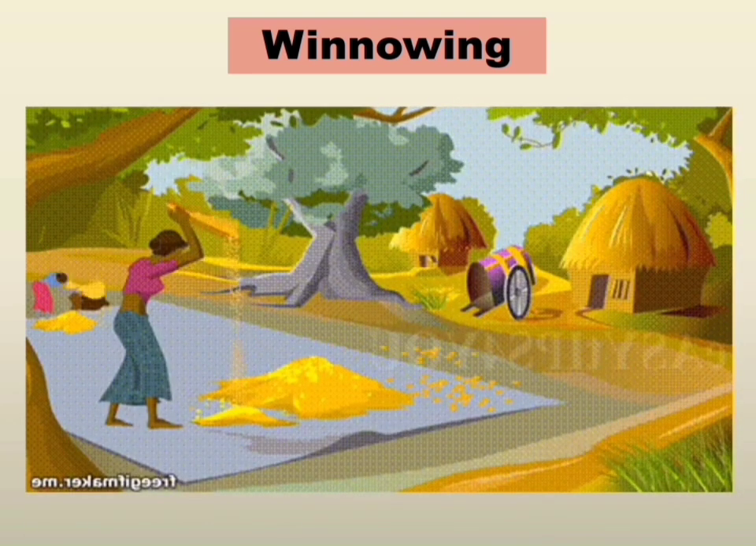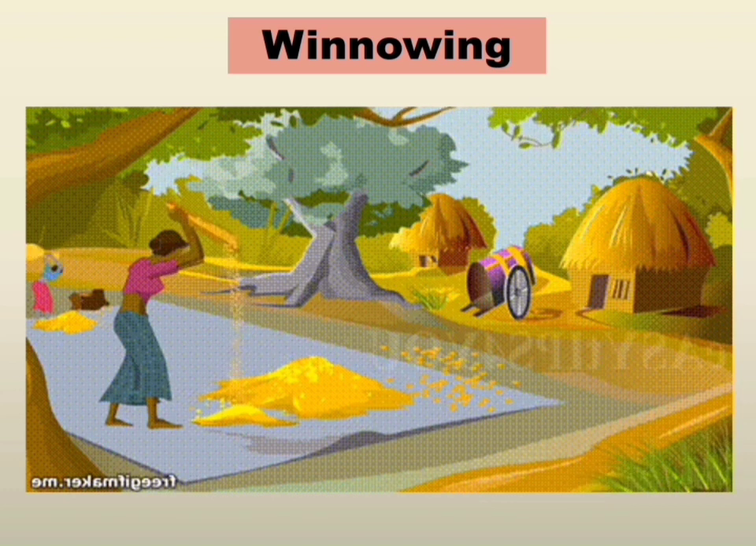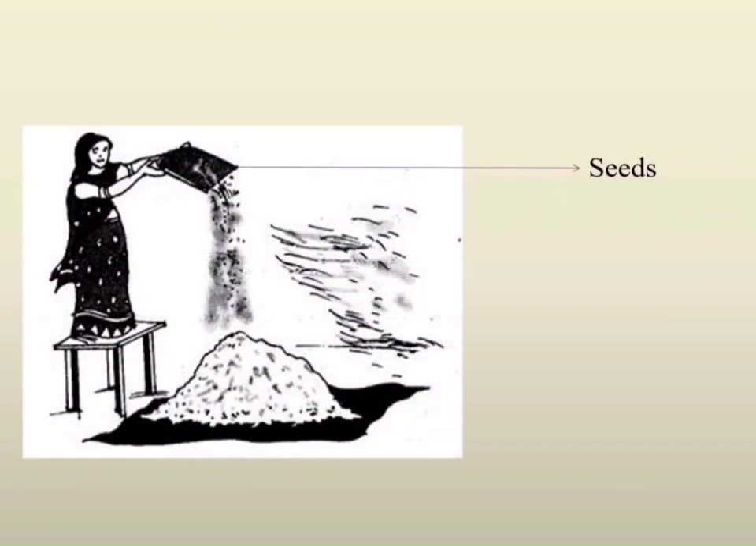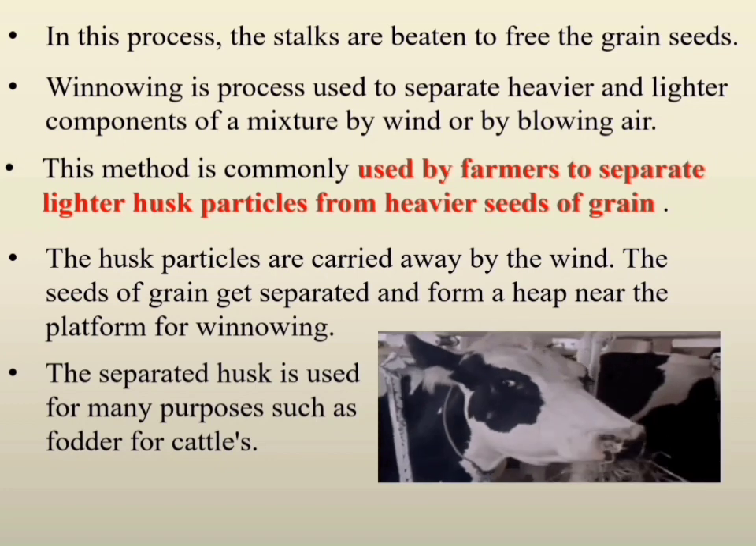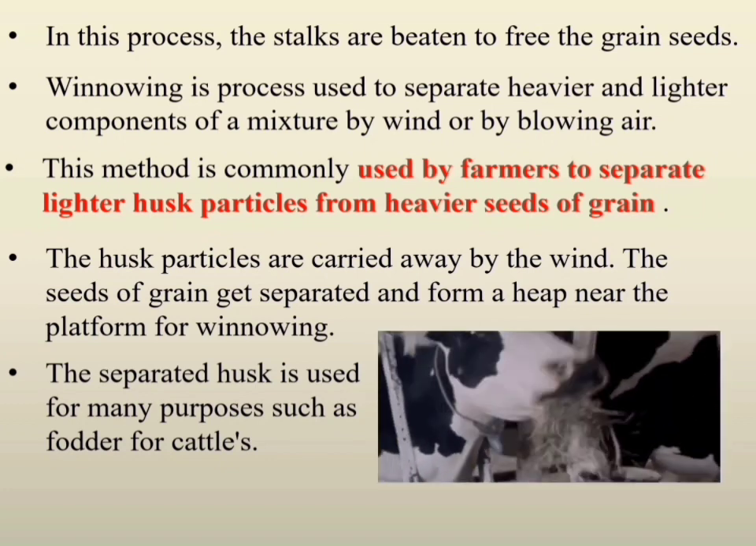The next method is winnowing. This method of separation is used to separate heavier and lighter components of a mixture by wind or by blowing. This method is commonly used by farmers to separate lighter husk particles from the heavier seeds of grains. The husk particles are carried away by the wind and the seeds of grains get separated. The separated husk is used for many purposes, such as fodder for cattle.